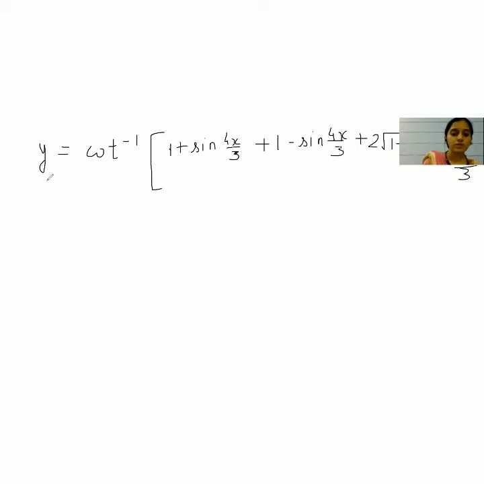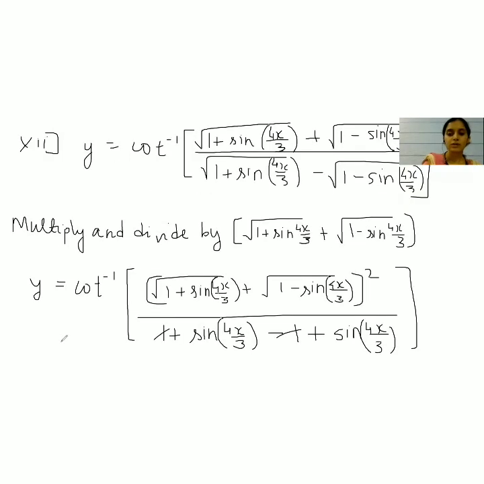Let's fit it in one line. So yeah, and the denominator, one second, sorry. The denominator will be 2 sine 4x by 3.